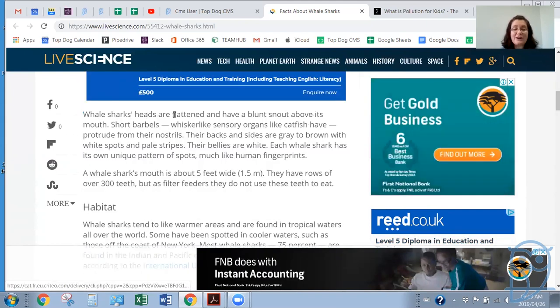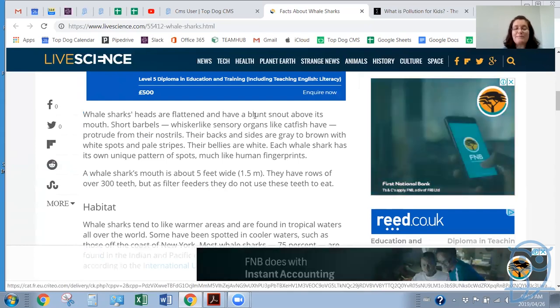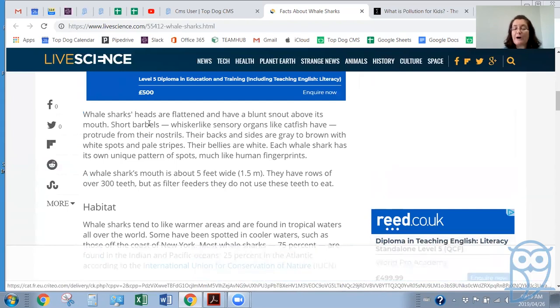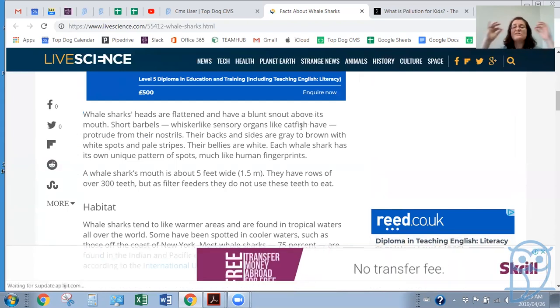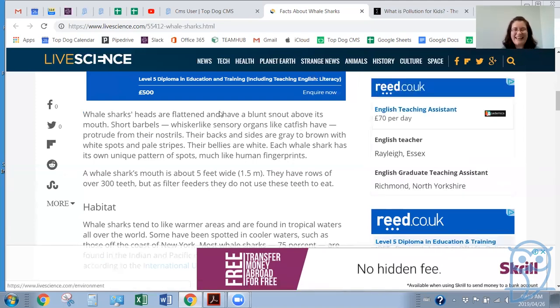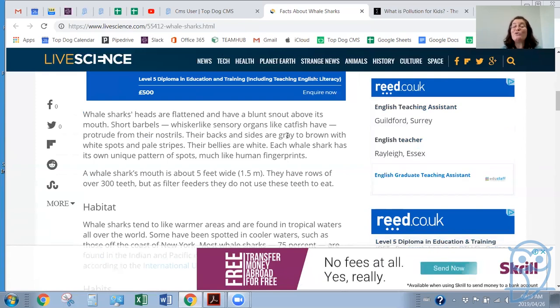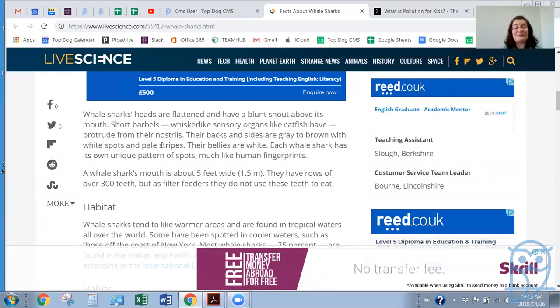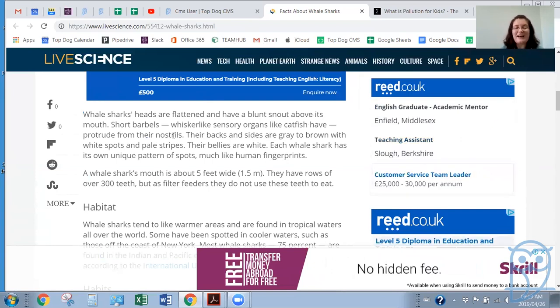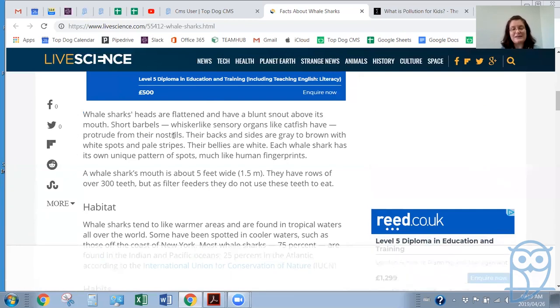Whale sharks' heads are flattened and have a blunt snout above its mouth. Short barbels or whisker-like sensory organs, like catfish have, that look like whiskers, protrude from their nostrils. Delightful. Their backs and sides are gray to brown with white spots and pale stripes. Ooh, so it's actually brown and not black. It looks black to me in the pictures I've seen. Don't worry, you won't be marked down for something like that, okay?